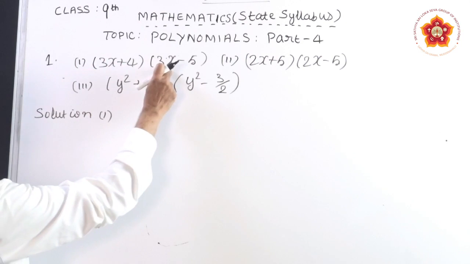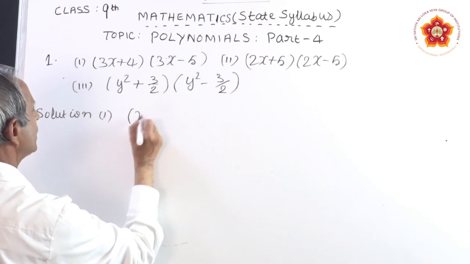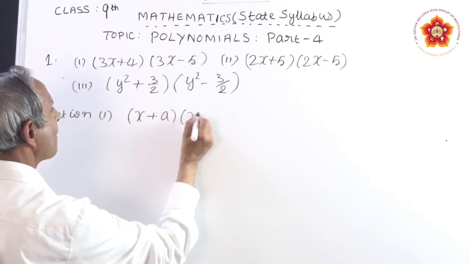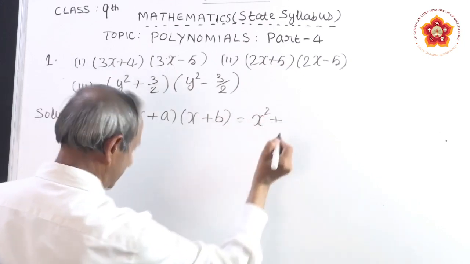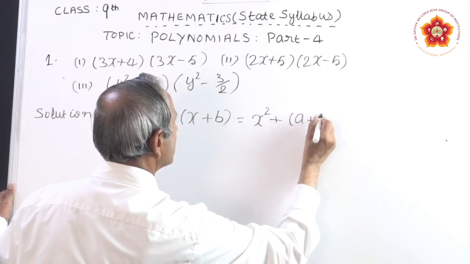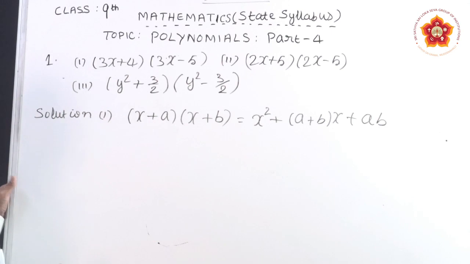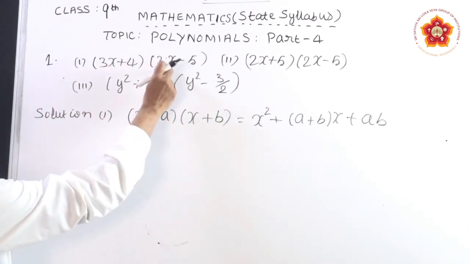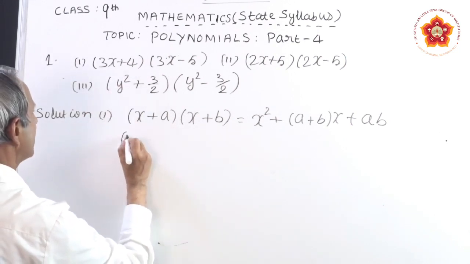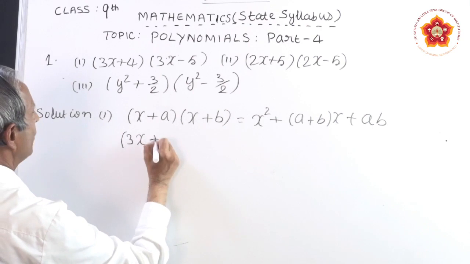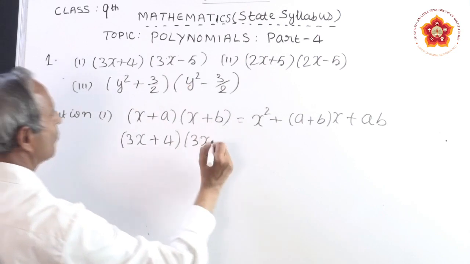If the first terms are the same and the second terms are different, we have to use the identity (x plus a) into (x plus b) equals x square plus (a plus b) into x plus ab. You select this identity to find the product of binomials when the first terms are the same but the second terms are different. Now, in this problem, instead of x, 3x is there, instead of a, plus 4 is there, and the x is the same, 3x. Instead of b, minus 5 is there.